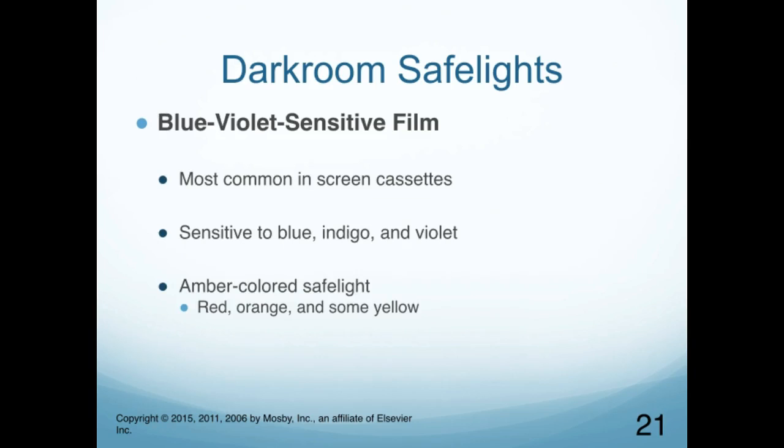So there's a couple different ways that the film is sensitive. Blue-violet sensitive film is the most common in screen cassettes. It's sensitive to blue, indigo, and violet. So what kind of safe light would you use for that? You would use your amber colored safe light, which would be your red, orange, or even some yellow.